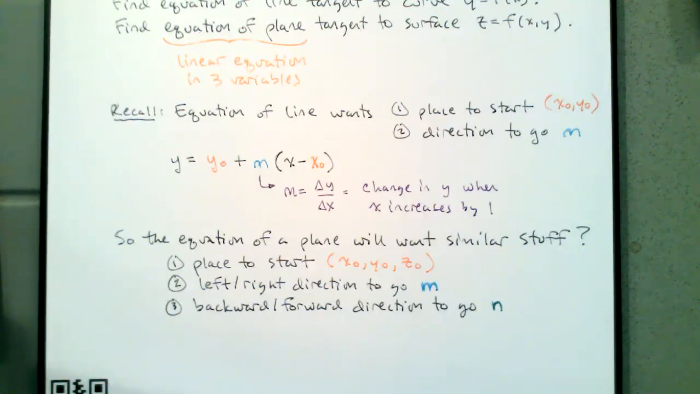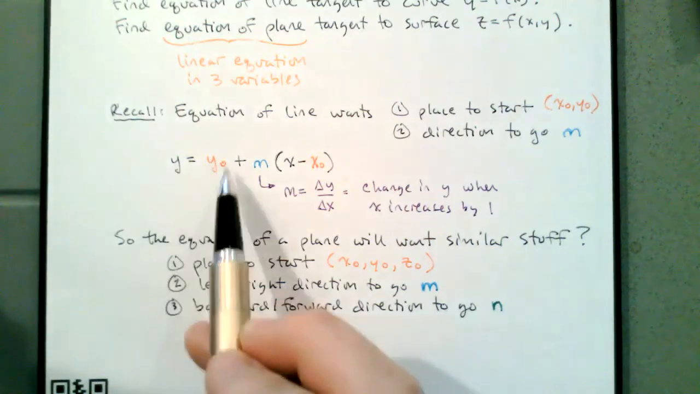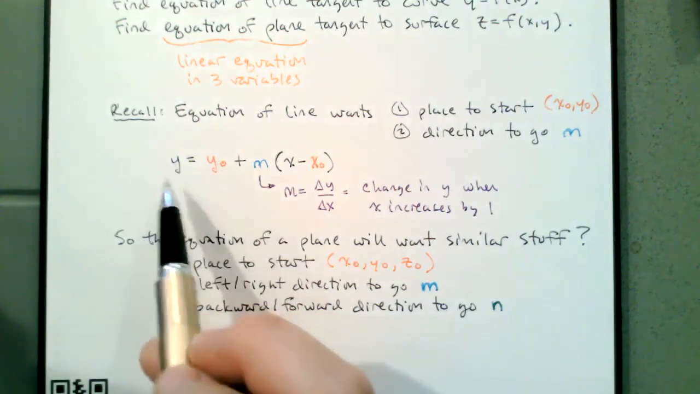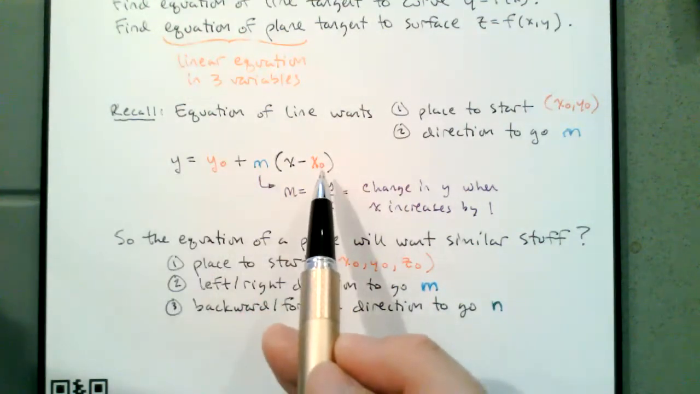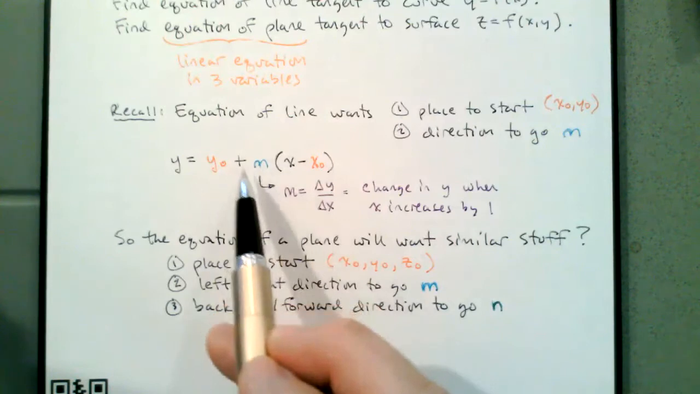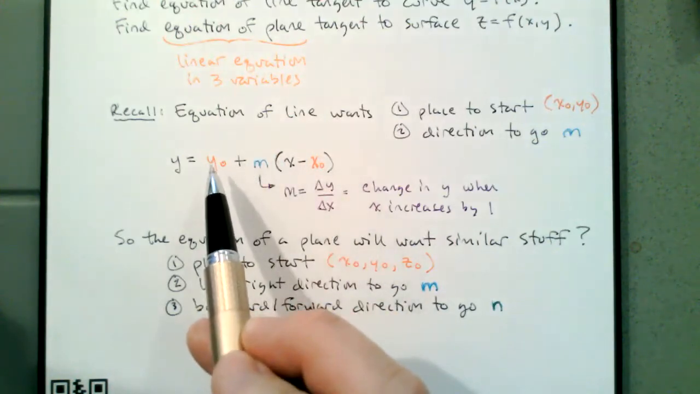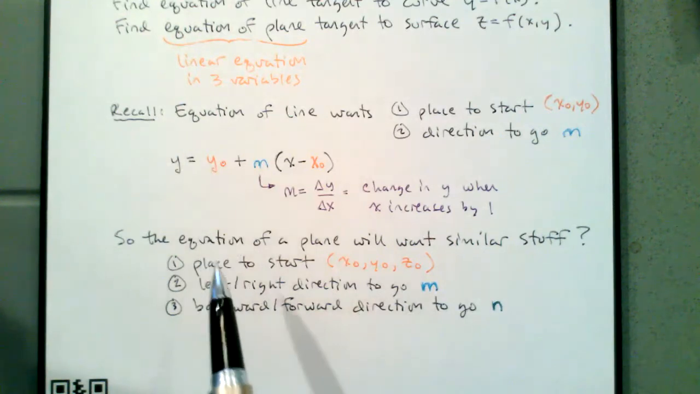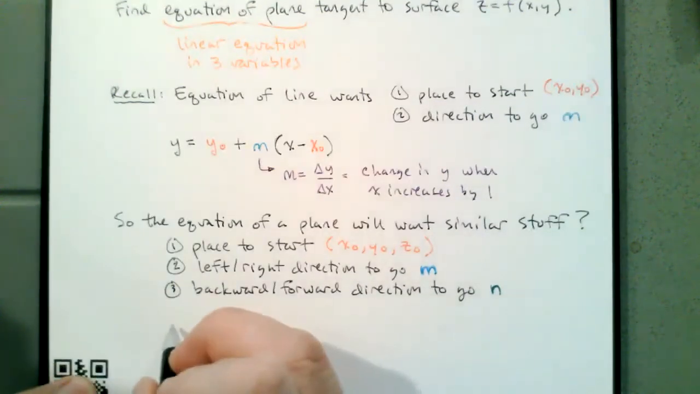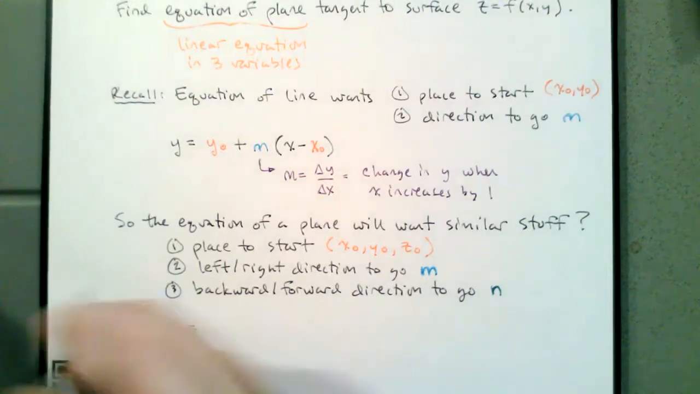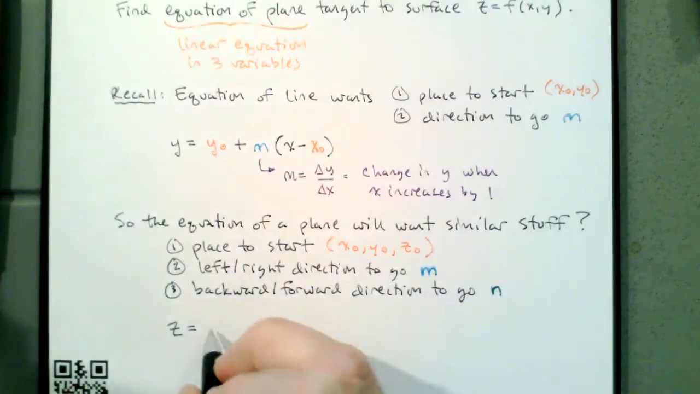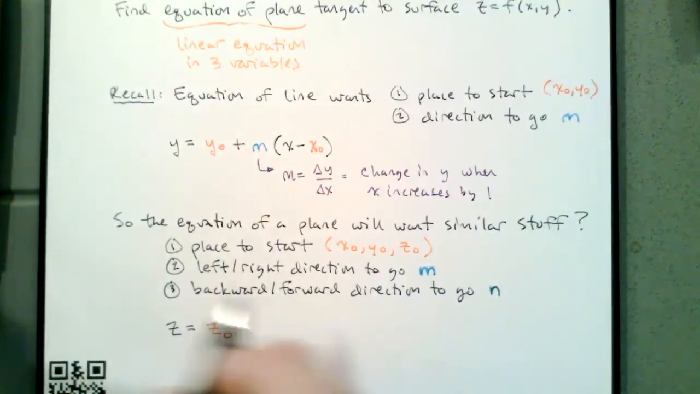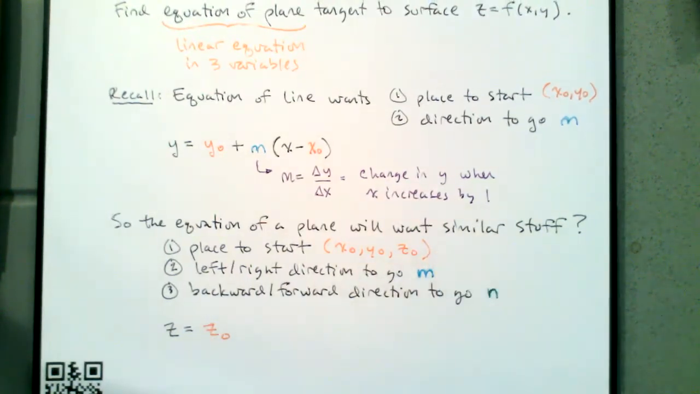Anyway, let's see if we can structure the equation of a plane in the same way that we made the equation of a line. Z is going to have a place to start. The y naught is like the starting value of the equation of the line. When x is equal to x naught, we don't add m at all. We just start off at y naught. And we're going to do the same thing for the equation of a plane. So I'm going to start off saying z equals, and z starts off at z naught. Remember, I need a place to start, and the value of z to start is going to be z naught. That's the point that's definitely on the plane.